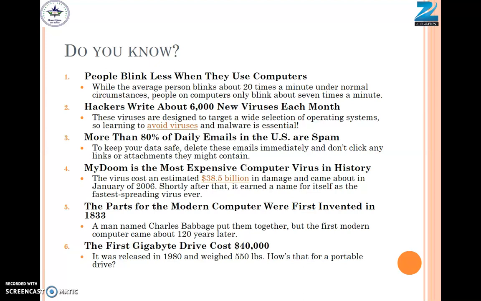The parts of the modern computer were first invented in 1833. A man named Charles Babbage put them together, but the first modern computer came about 120 years later. Okay, as we know, the father of the computer is Charles Babbage. The first gigabyte drive cost $40,000. It was released in 1980 and weighed 550 lbs. How's that for a portable drive? Okay, it can't be portable because it weighs more and costs more also.